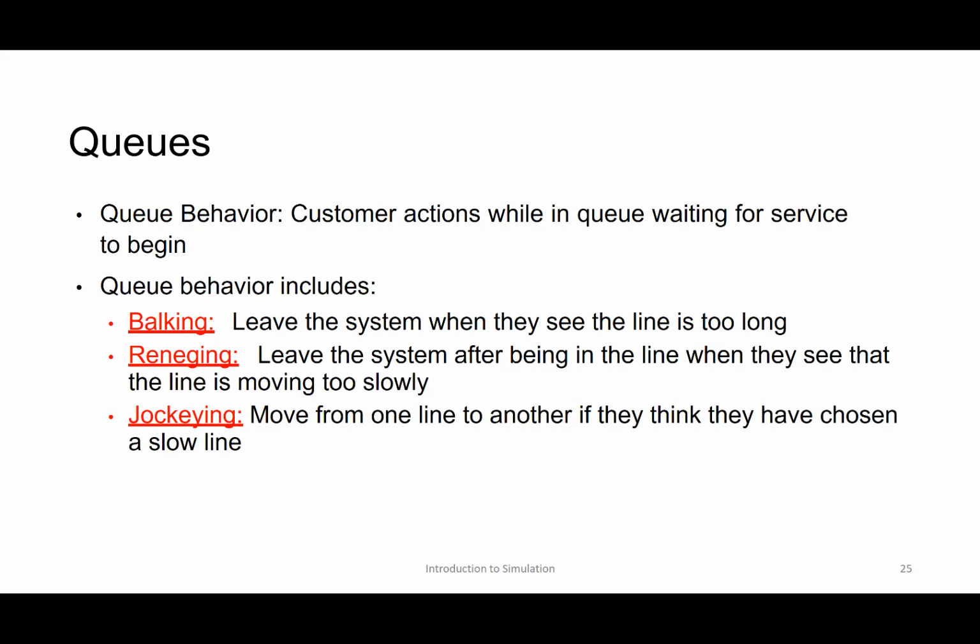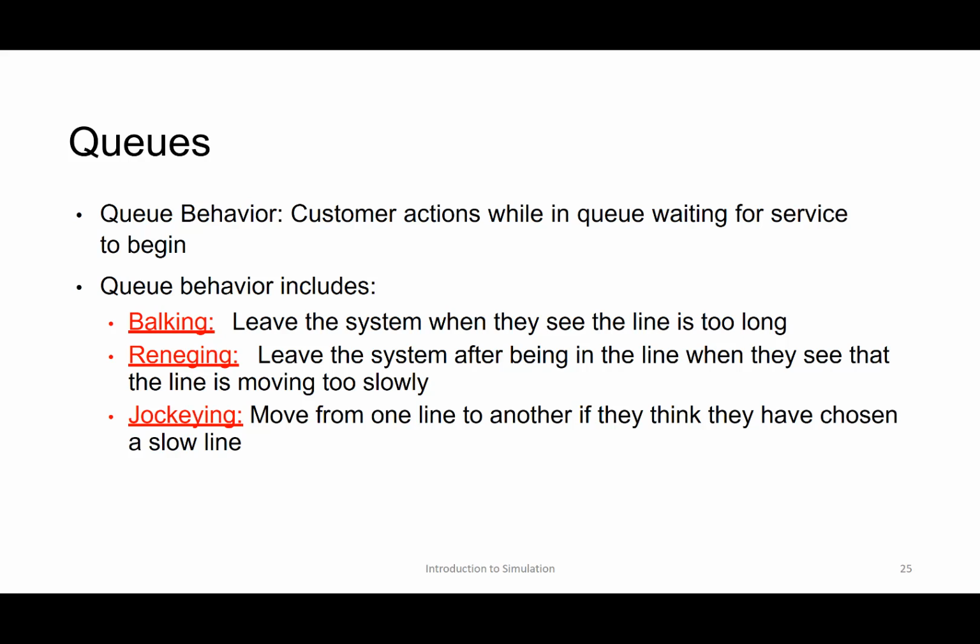Queue behavior is customer actions while in queue waiting for service to begin. Understand that queue behavior may change based on how things occur within the system. For example, there might be balking, which is leaving the system when they see the line is too long. An example of this might be if you call customer service and you get told right away that the wait time will be 20 minutes and you decide you don't want to wait that long. You may hang up immediately based on the length of queue. If you were to call a different time and there was a 2-minute wait, you might be willing to wait and continue to stay in the process.